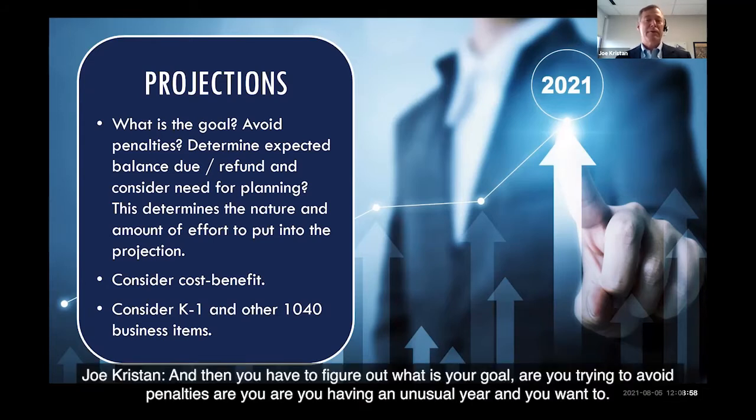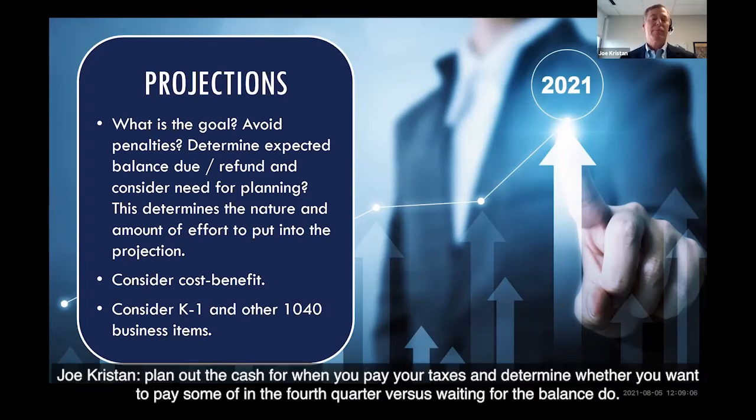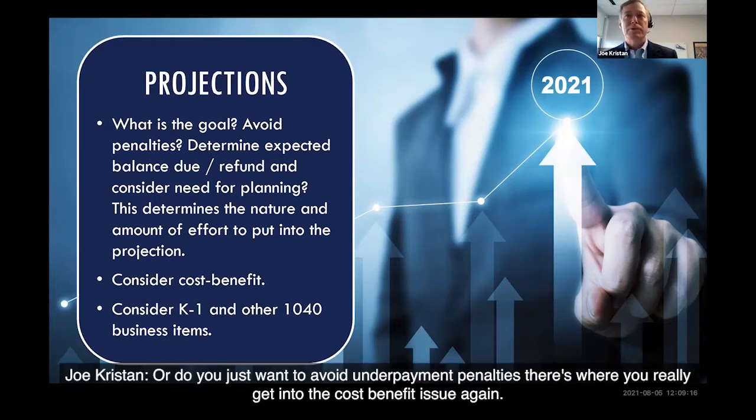And then you have to figure out, what is your goal? Are you trying to avoid penalties? Are you having an unusual year and you want to plan out the cash for when you pay your taxes and determine whether you want to pay some of it in the fourth quarter versus waiting for the balance due? Or do you just want to avoid underpayment penalties? There's where you really get into the cost benefit issue again.